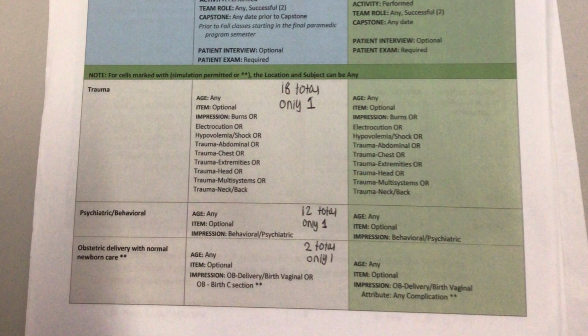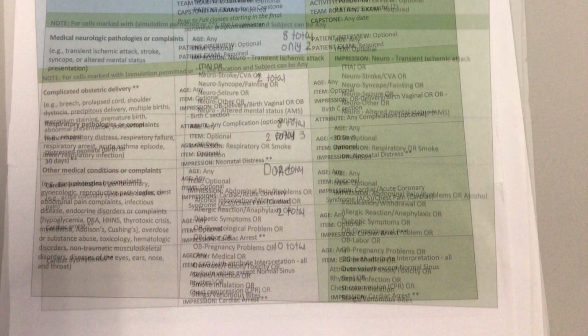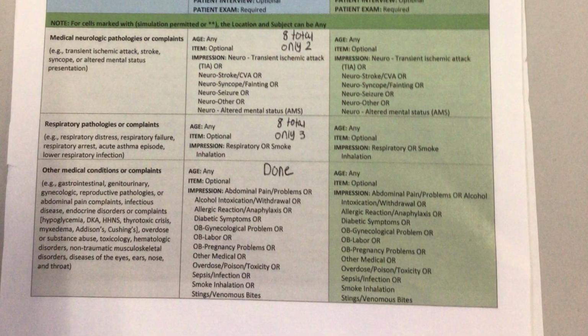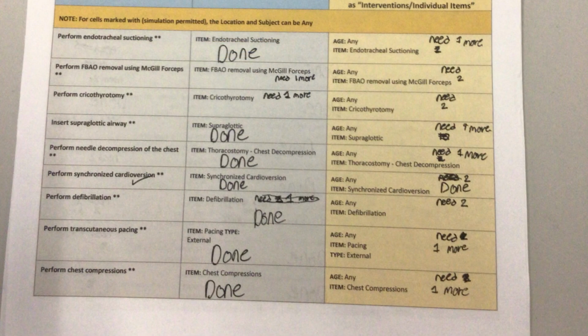There's ages for table 1, table 2 is pathology complaints. Where you see the asterisks, those are simulation permitted. I'll go into further detail on how to properly put those in under simulation skills. Even though it says they're required to be done in the field, they're allowed to do it in the lab.